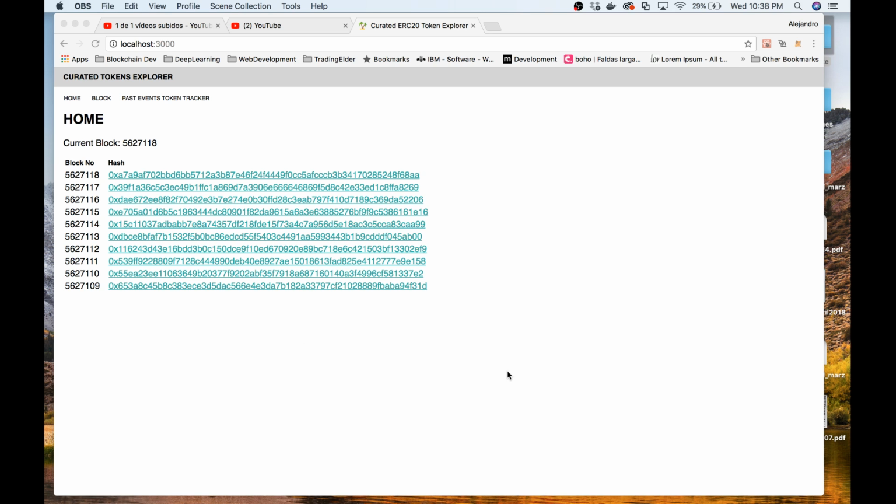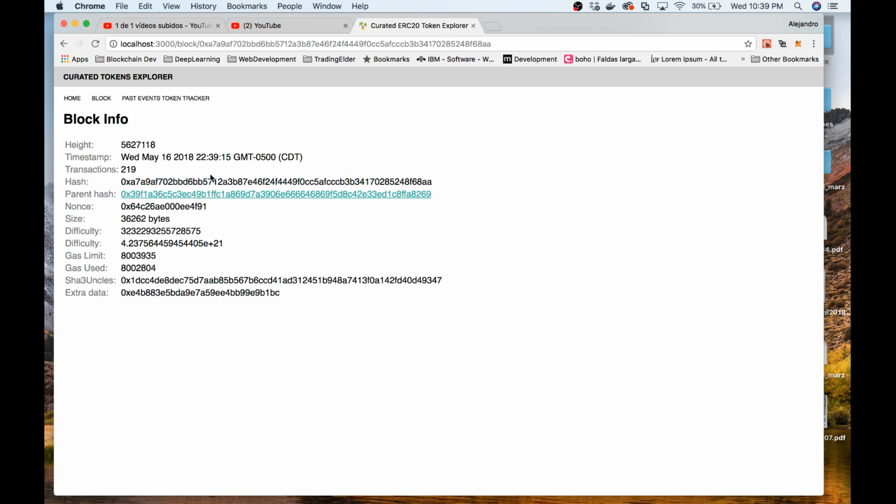This is a quick demo of the curated tokens explorer that I was working on from the Ethereum node. If you can see, we have our home where we can see the blocks and the corresponding hashes. We can also navigate to a particular block and see information related to that block.